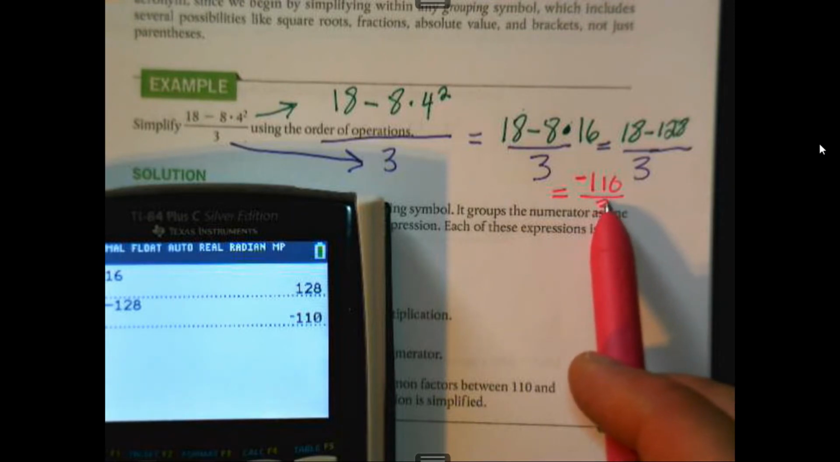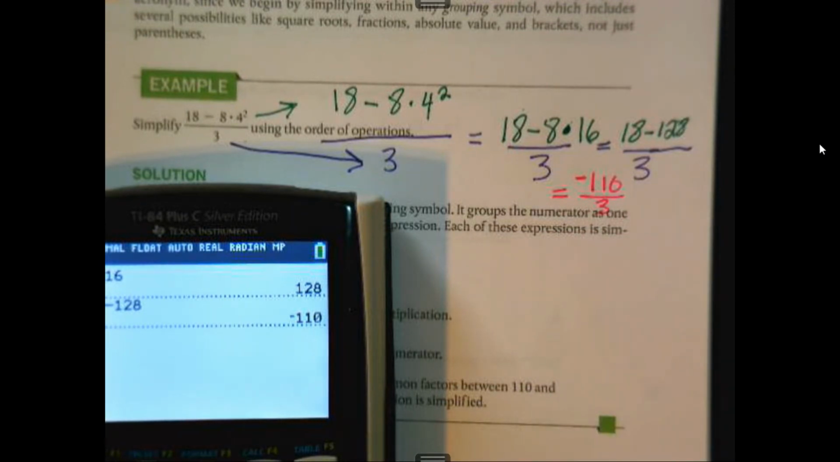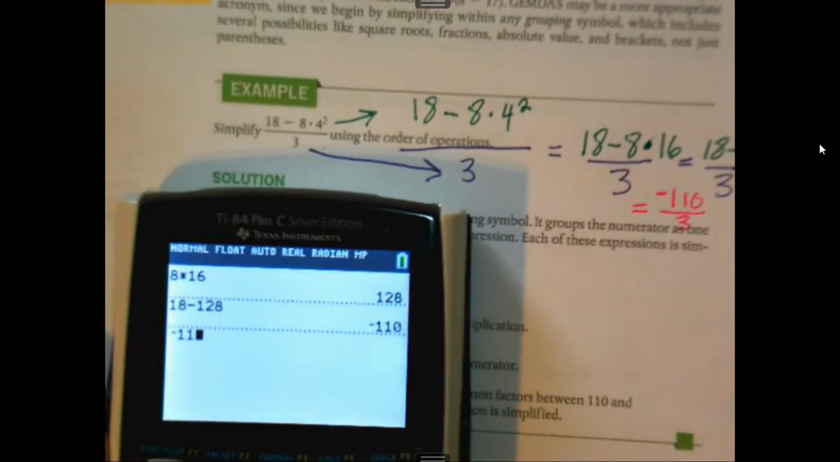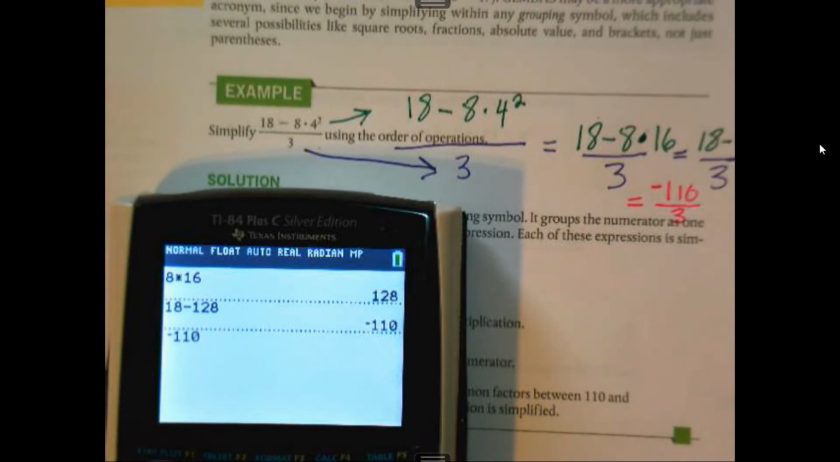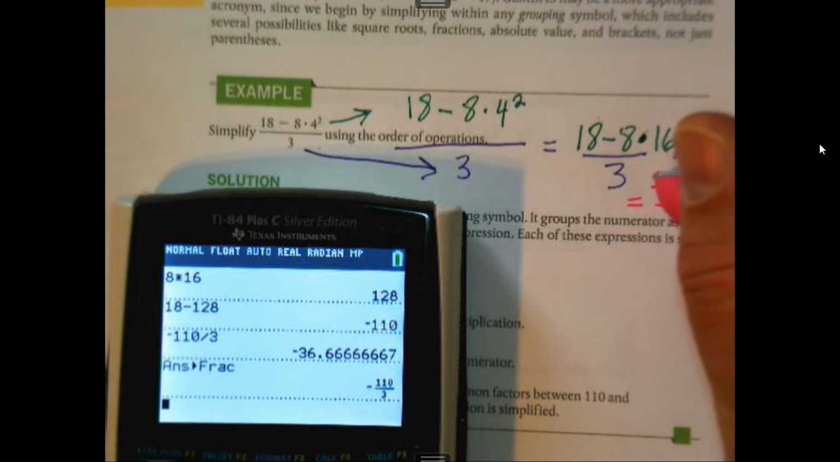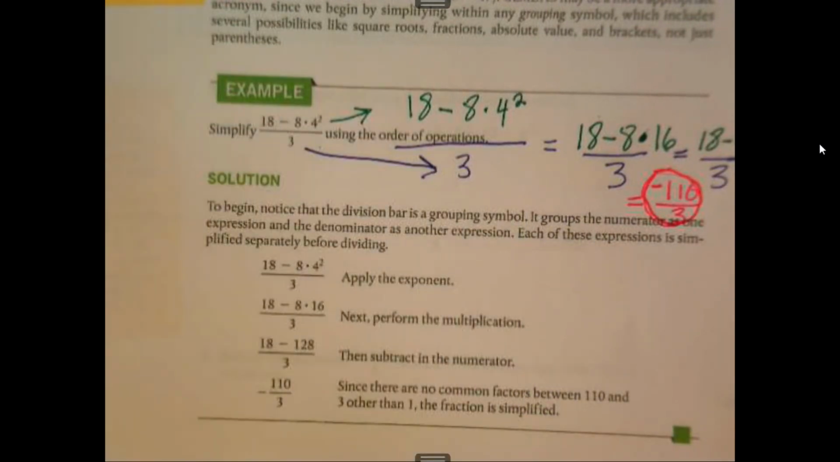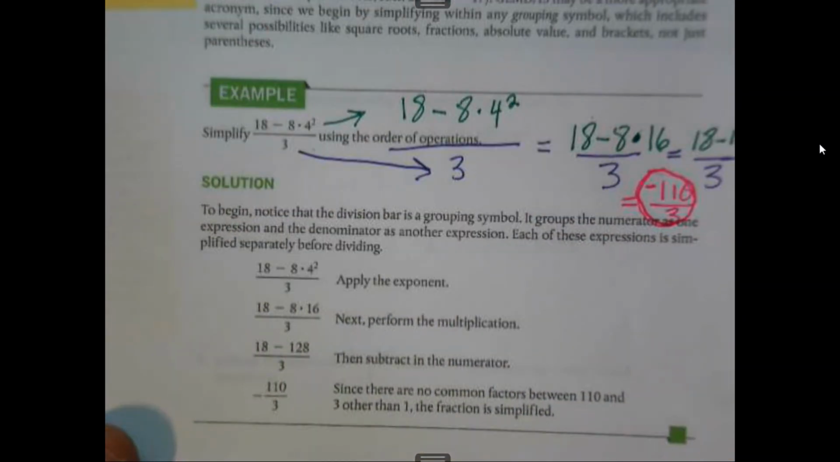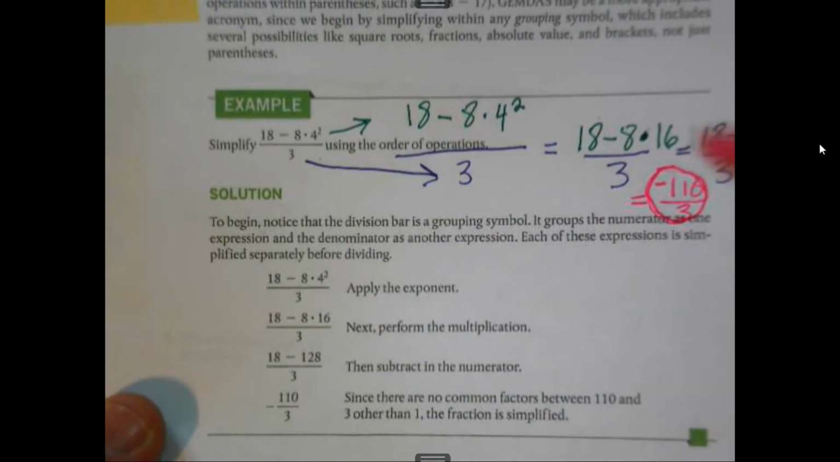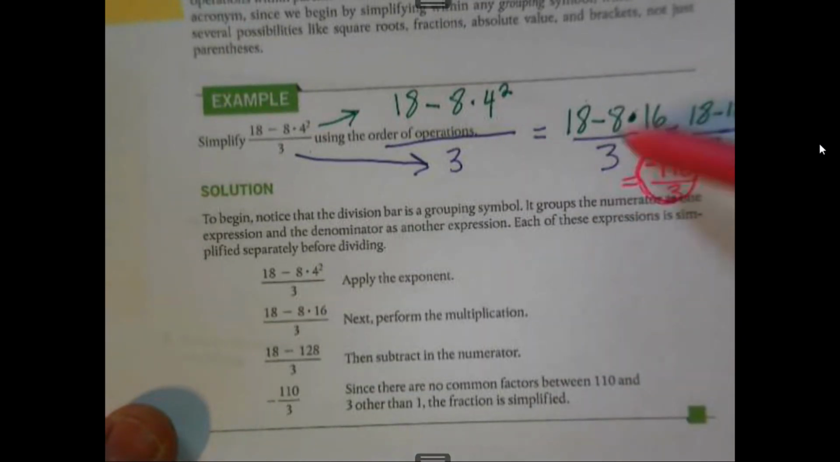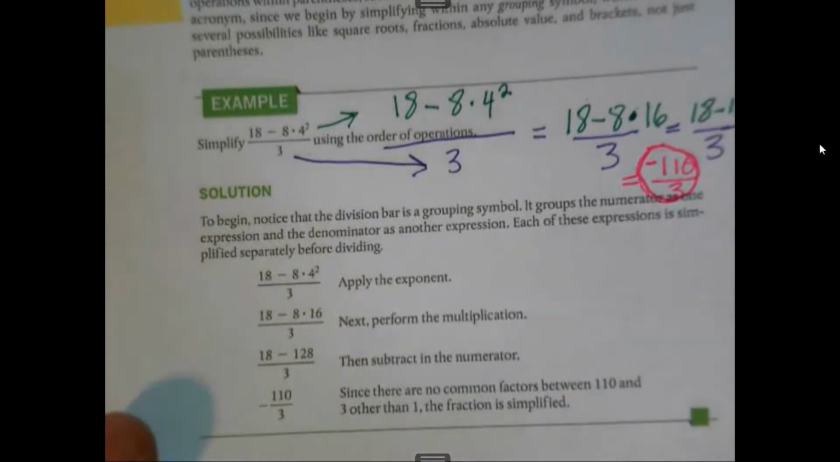Now, I'm going to see if this reduces. So I'm going to take my negative 110 divided by 3, and hit enter, and then math, enter, enter. And I end up with negative 110 over 3. So that's simplified. That is my answer. When you have a fraction, as long as you don't have parentheses anywhere, do the numerator and denominator separately.